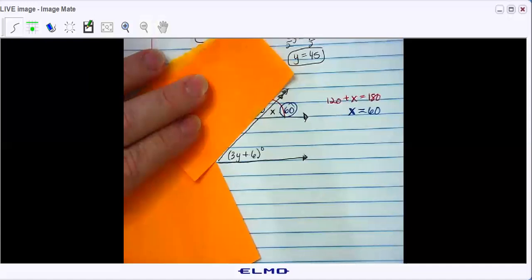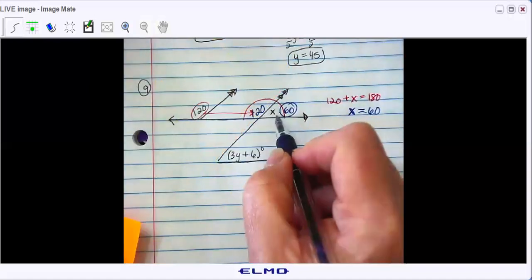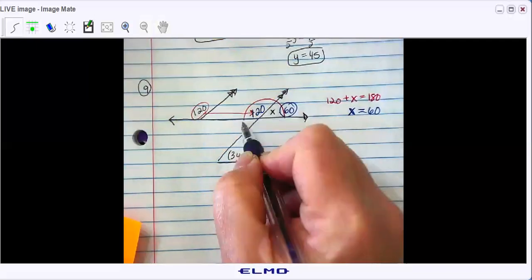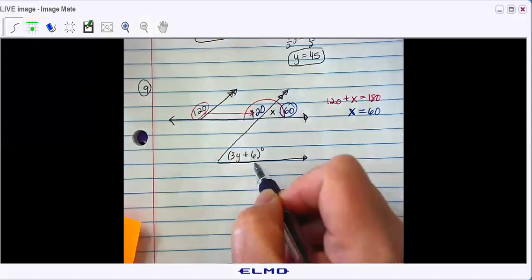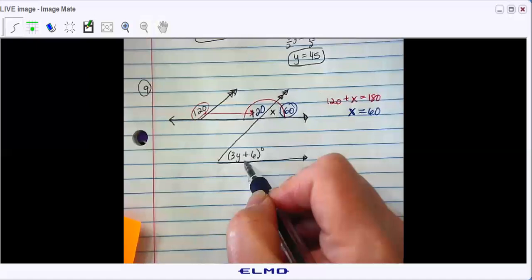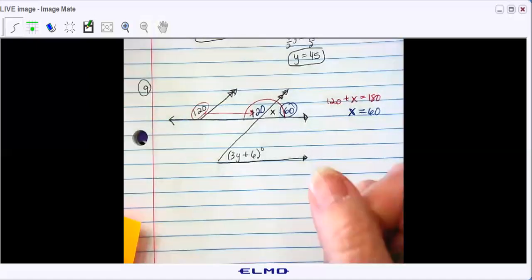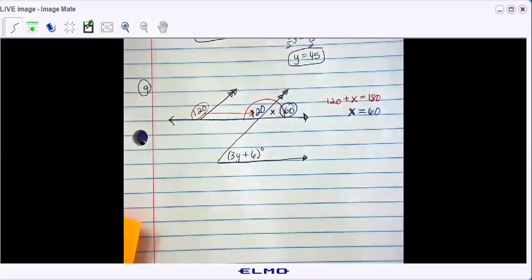Okay, think about it this way. The angle vertical to this one would be here. Okay, that's not here. So what is this angle of 60 and this one together called? What relationship? There's only one other one left.